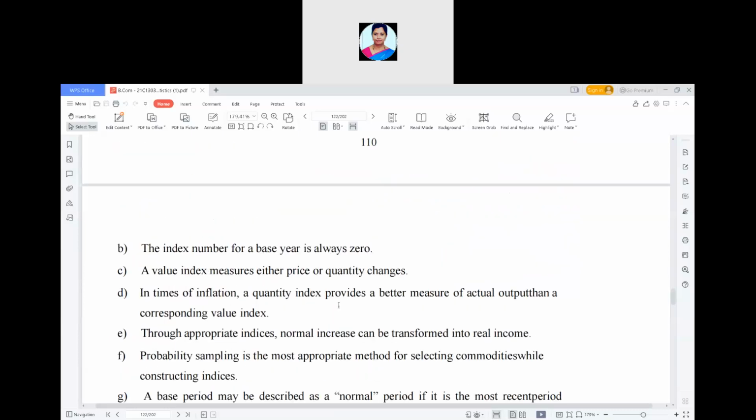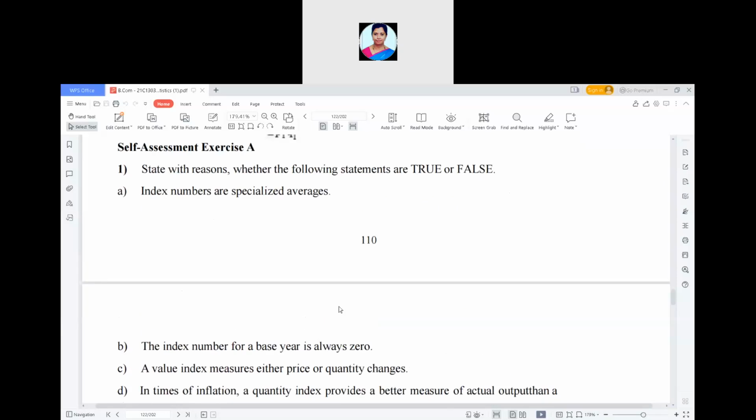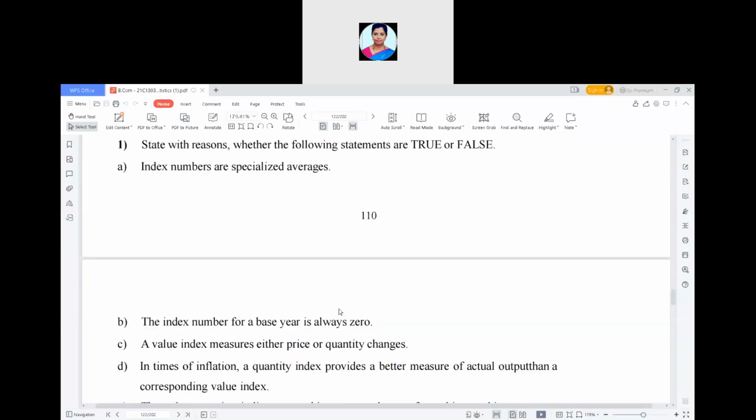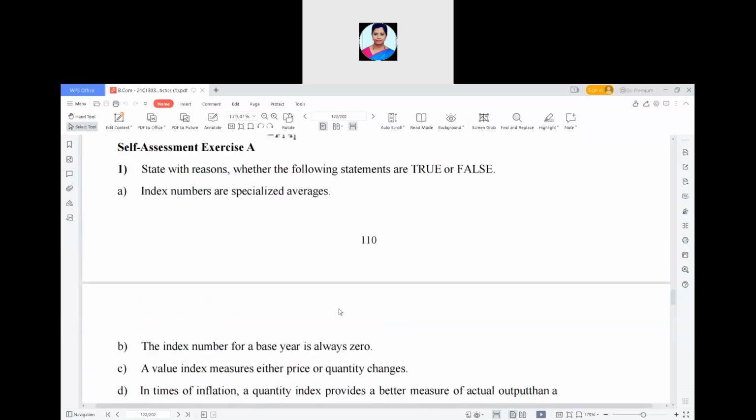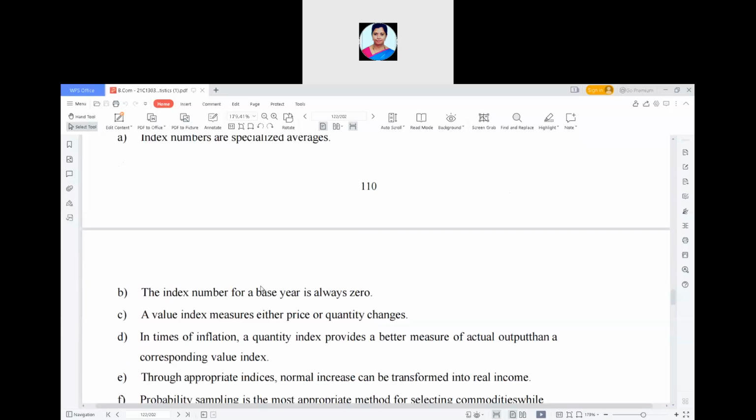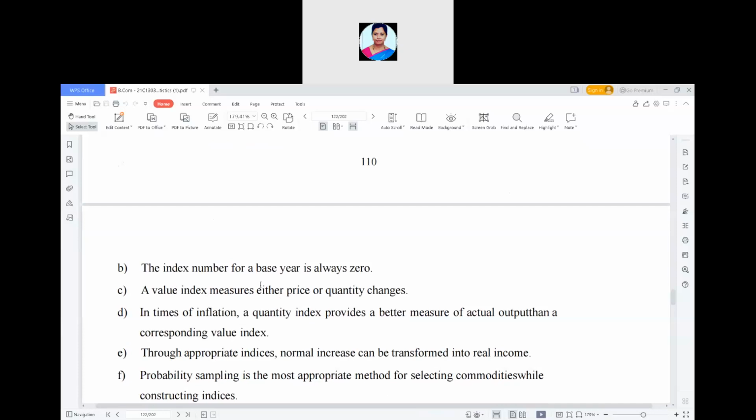The next one is the self-assessment exercise questions for you. State with reasons whether the following statements are true or false. First, index numbers are specialized averages, true or false. Then, the index number for a base year is always 0. And the next one, a value index measures either price or quantity changes.